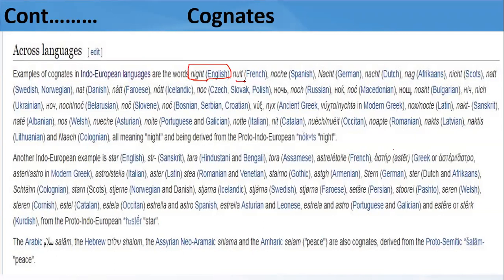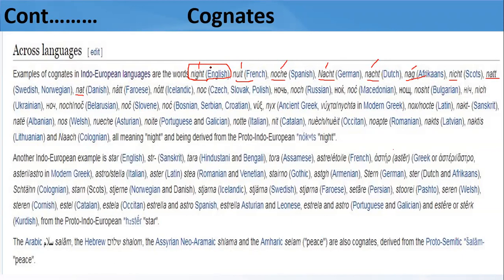Okay. We have the English word night. We have the French word nuit. Fine. We have the Spanish word noche. We have the German word nacht. The Dutch word nacht. The Afrikaans word nag. The Scots or Scottish word nicht. Fine. We have the Swedish word natt and the Danish word nat. So many words are there. Now, if we look at this one word, night from English, nuit from French, noche from Spanish, nacht from German, nacht from Dutch, nag from Afrikaans, and so on, all these words are the cognates of one another in different languages.